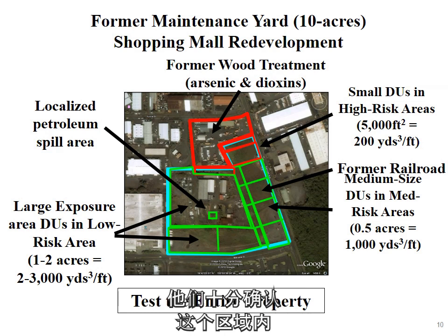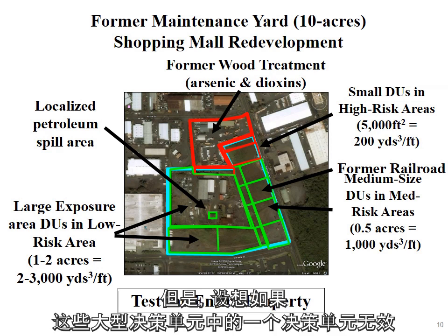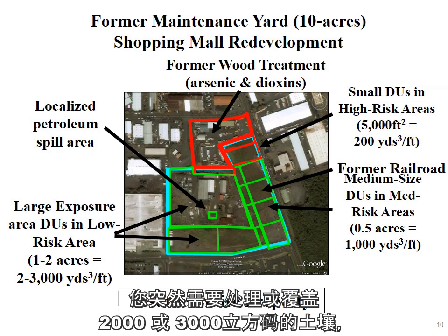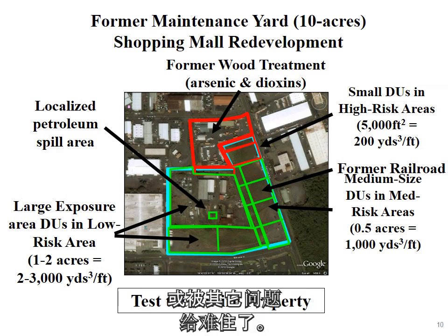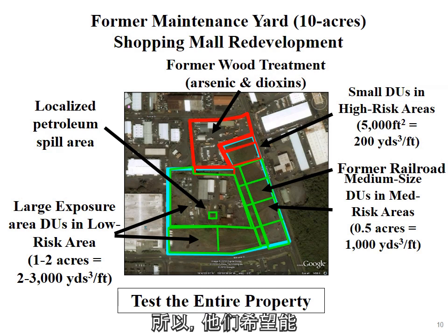They're fairly confident that no contamination is present within this area. But imagine if one of these large DUs failed, then suddenly you're stuck with 2 or 3,000 cubic yards of soil to dispose of or to cap or something. So they're taking a bit of a chance setting decision units this large. But in this case, it turned out to be warranted. No contamination was identified in these areas.